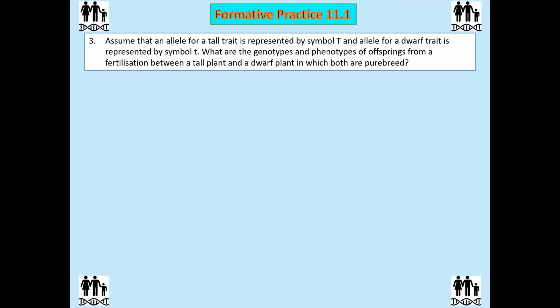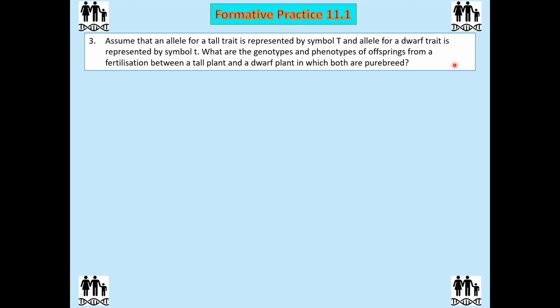Question number 3. Assume that an allele for a tall trait is represented by capital letter T and allele for a dwarf trait is represented by small letter t. What are the genotypes and phenotype of offspring from a fertilization between a tall plant and a dwarf plant in which both are pure breed? Okay, what is the answer?